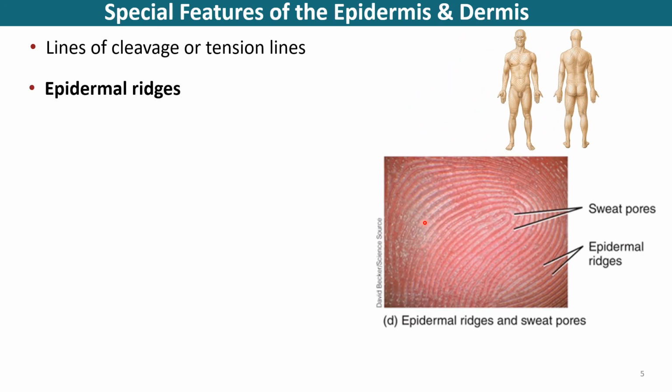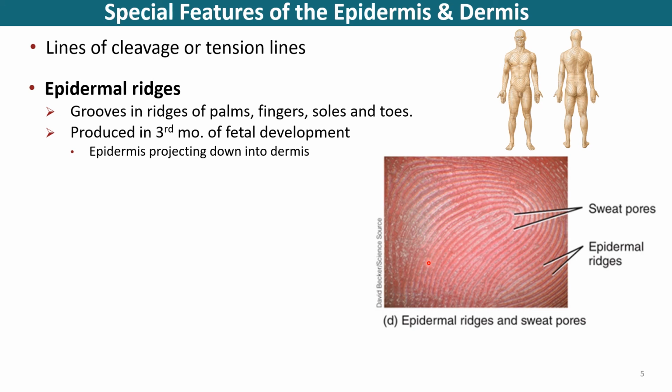We can also look at different lines. These are epidermal ridges, otherwise known as your fingerprints. They're little grooves of the epidermis that go down into the dermis, or get pulled down. You see those in your fingers, palms, soles, and toes. They're made during about the 3rd month of fetal development. Like I said, it's the epidermis projecting down into the dermis. You still have epidermis in between all of these ridges. It's just getting pulled down that way.